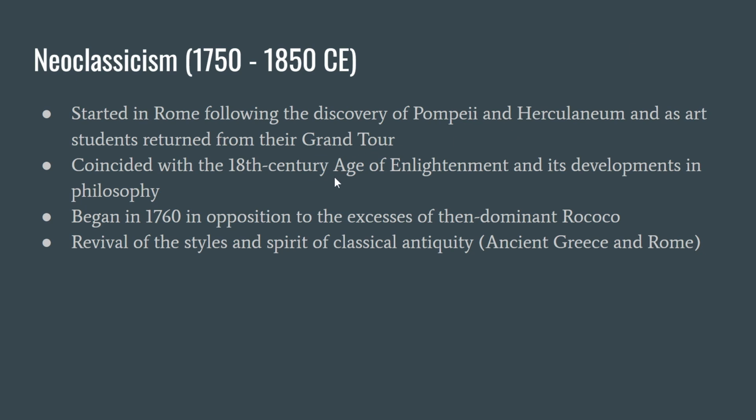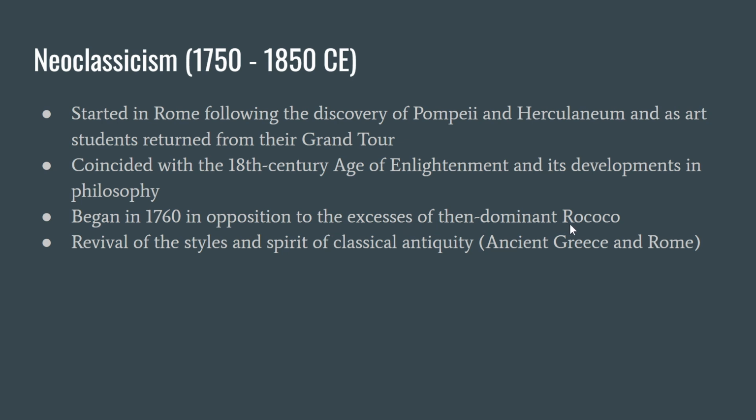The Age of Enlightenment, basically, was when there were developments in philosophy, and a lot of famous philosophers that we still study were all from the Age of Enlightenment. And it began in 1760 in opposition to the excesses of the then dominant Rococo.